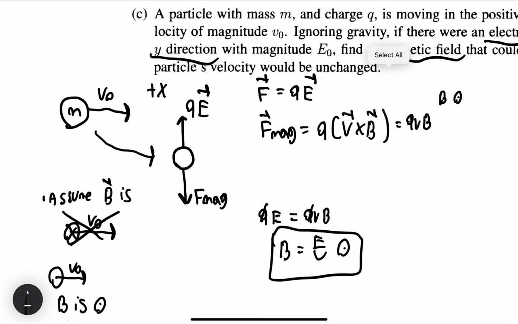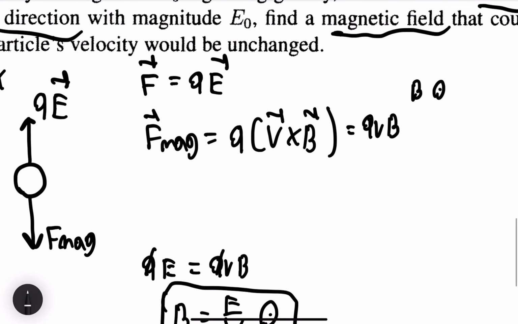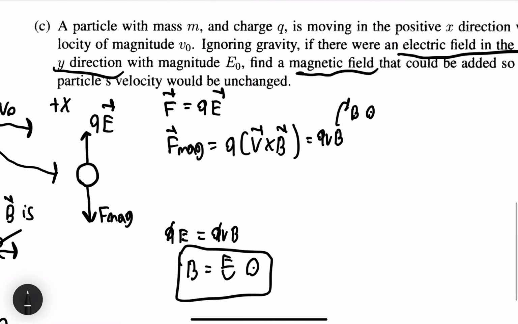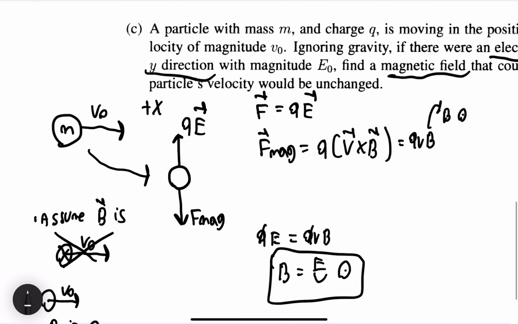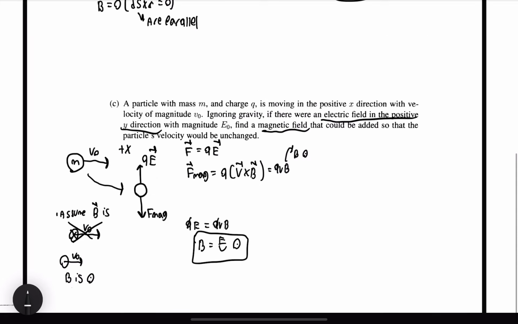Right? And velocity and B are always going to be 90 degrees in this case. So that's why I technically said sine theta, but sine of 90 is just 1. So it's just QVB. And then again, B is out of the page because we need the force to be pointing down. And that's the direction of B that gives us V cross B down. Okay.